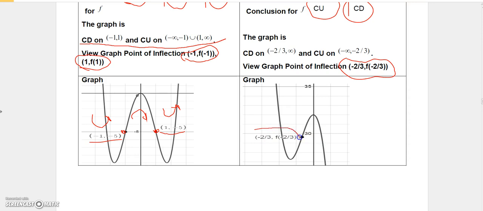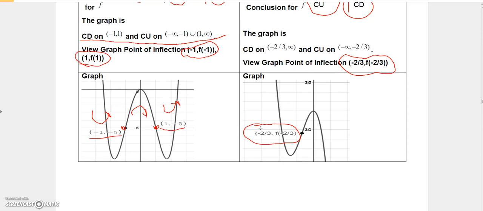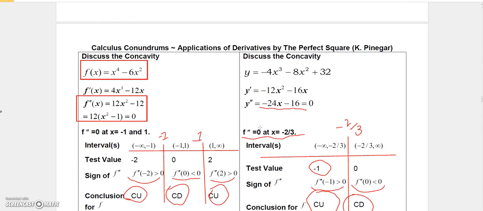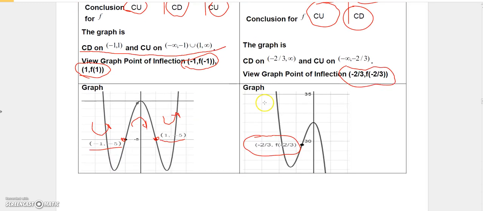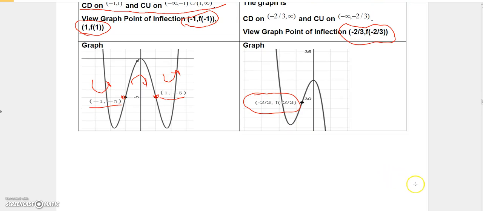Now if you look at the graph, I kind of copped out here. I didn't calculate the y value because it's kind of weird, but if you had to have it, you just plug negative 2/3 into this original function and try to get a common denominator so you can write it as a fraction. But anyway, the point is right there. And you can see to the left it's concave up, and to the right the graph is concave down.